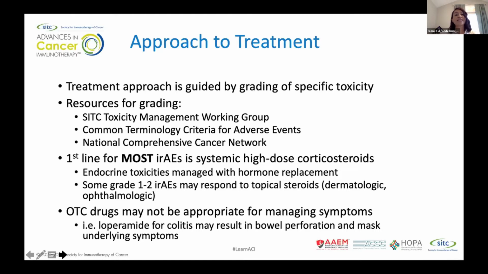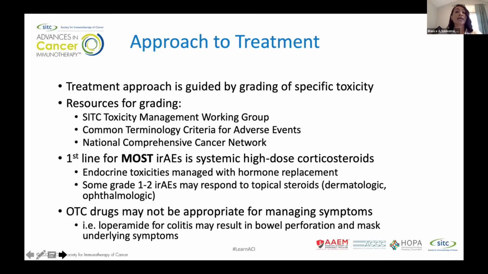The resources we have are the SITC Toxicity Management Working Group, the CTCAE, and the NCCN. These are all great resources that are very organized, going through each individual irAE and following it in a very organized manner, based on each grade, on how to manage each individual irAE. So I highly recommend you look at those.